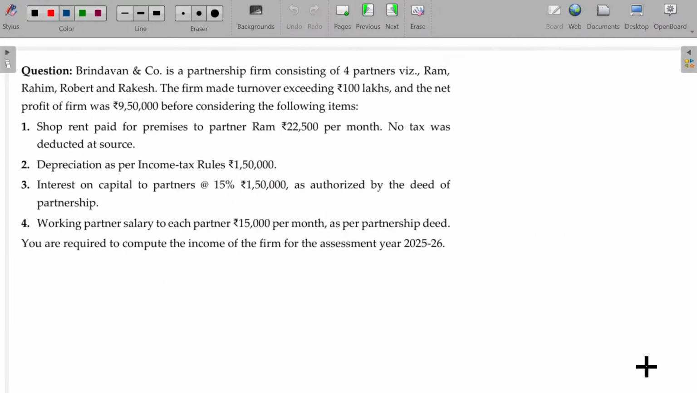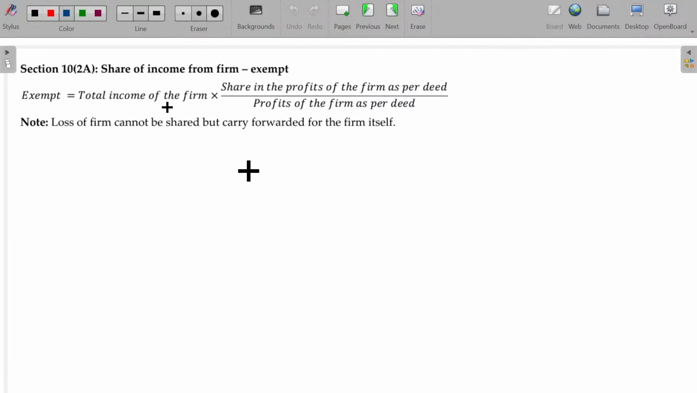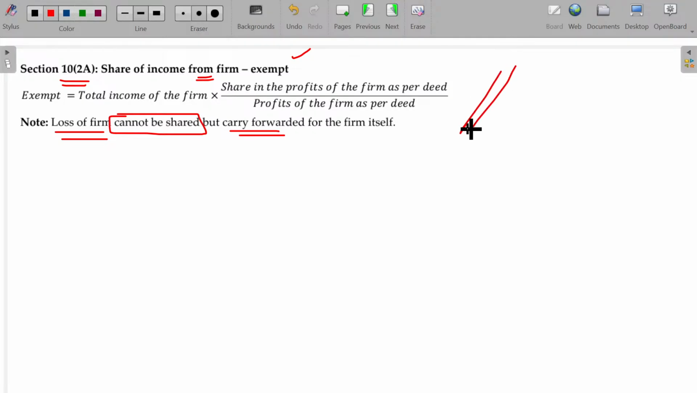Is that clear? Now, as per section 10 clause 2A, share of the income from a firm is exempted. Any profit share you receive from the partnership firm is exempted because it was already taxed there. In case of loss of the firm, it cannot be shared. Loss cannot be shared but can be carried forward for the firm itself, to be adjusted in the future. Clear? Hope now you will be able to understand this concept.